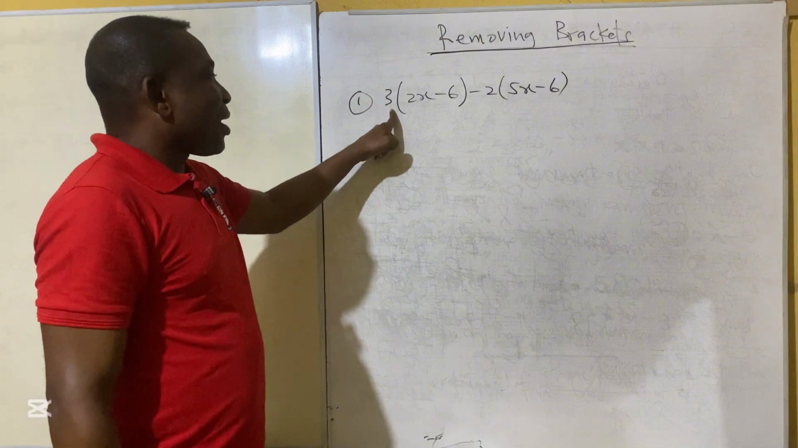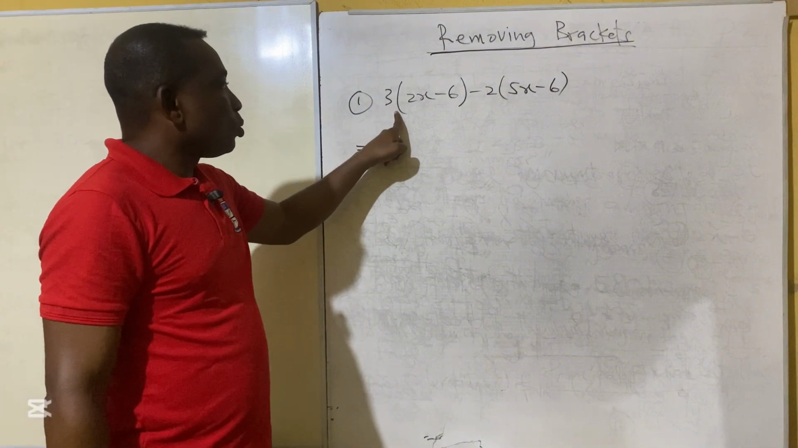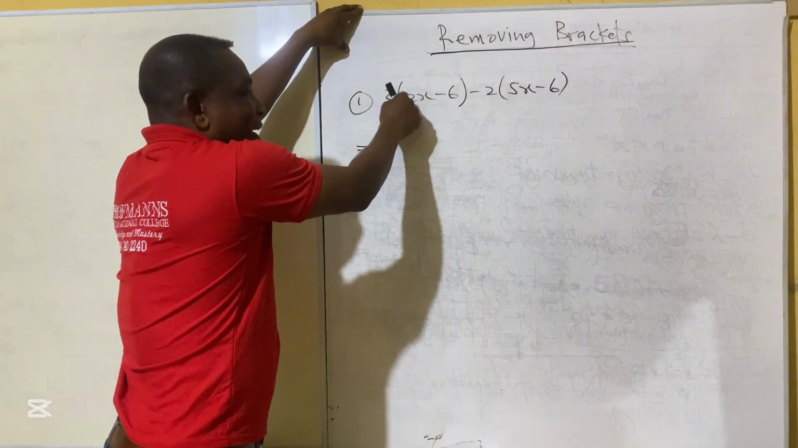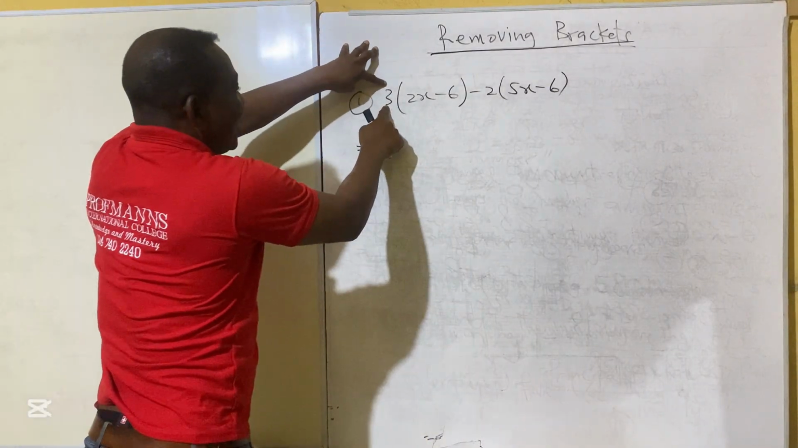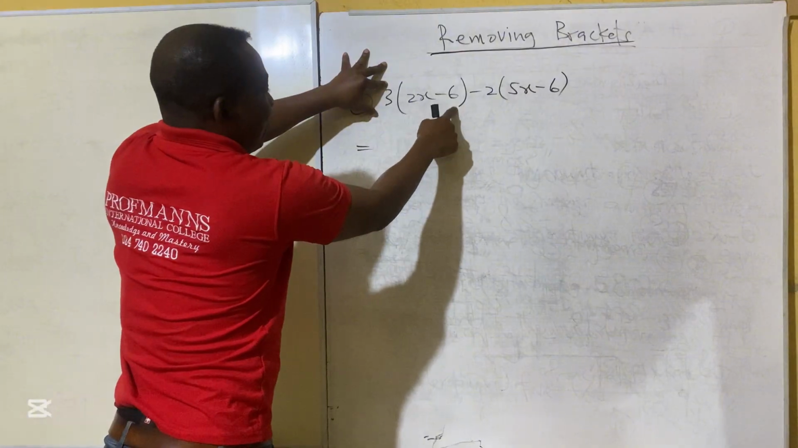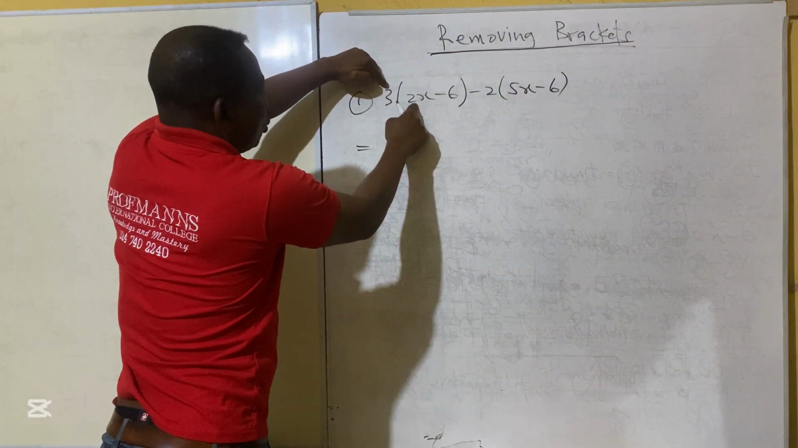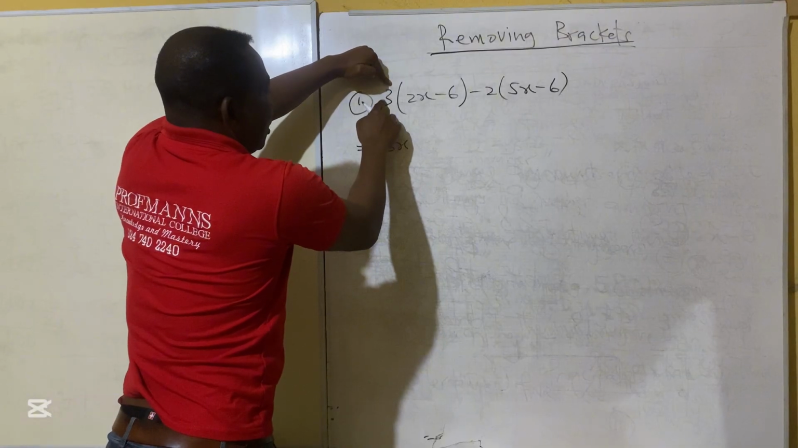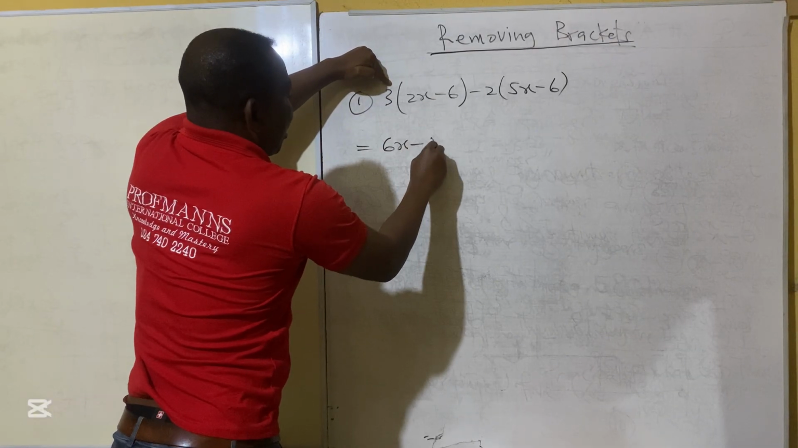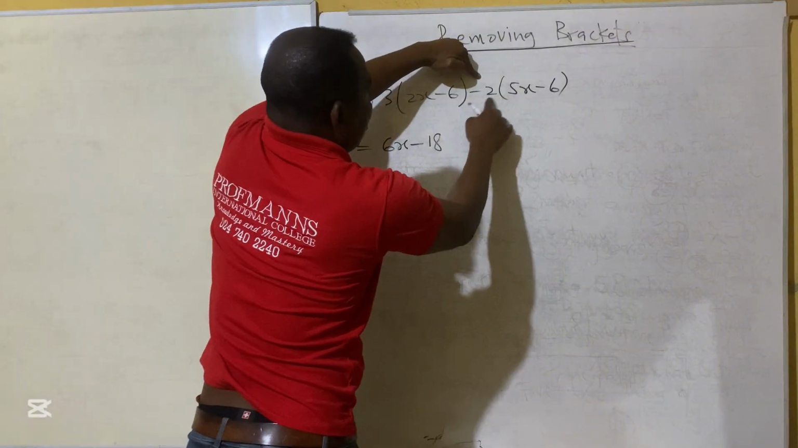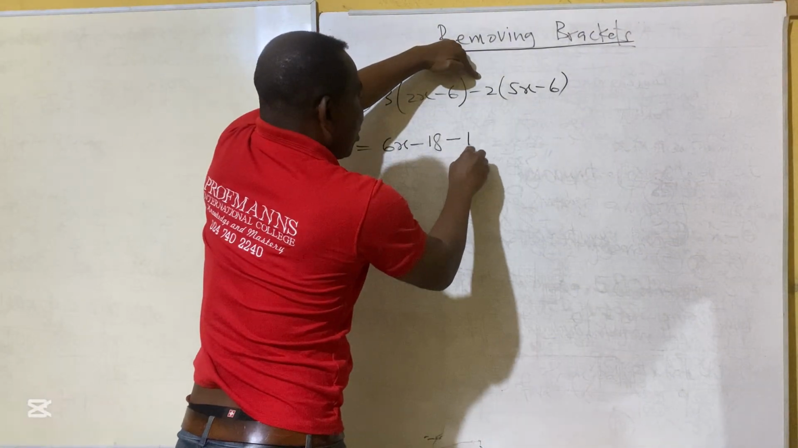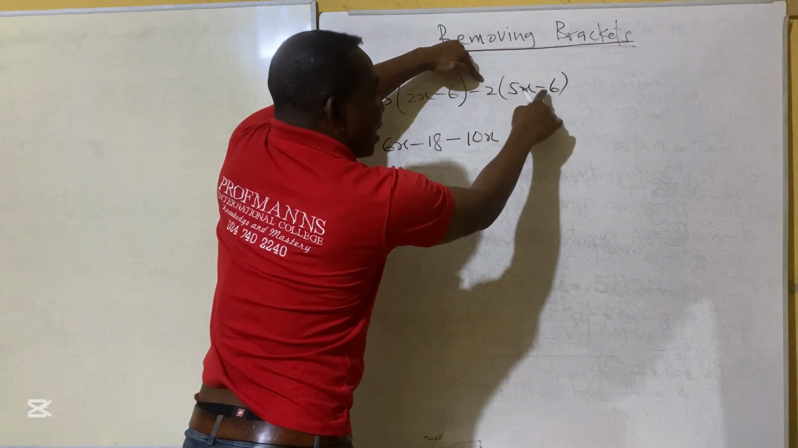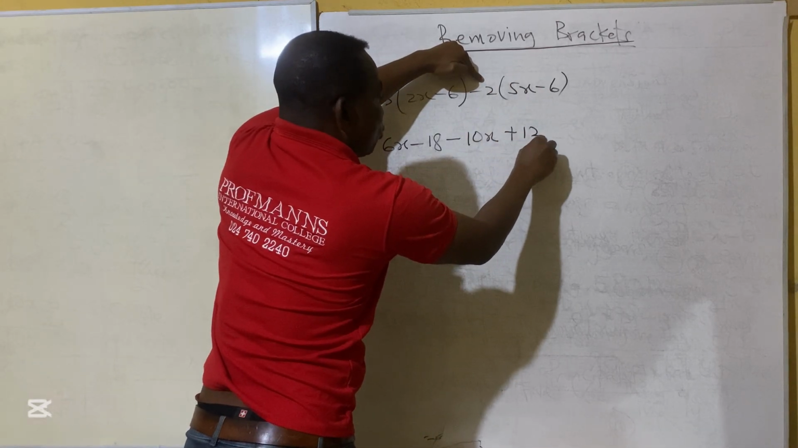The ones outside the bracket, for instance, 3 into 2x minus 6. There is multiplication here, but it is not written. So it's going to be 3 here outside times all the terms in the bracket. So it's going to be 3 times 2, so it gives us 6x. 3 times minus 6 will give us minus 18. Minus 2 times minus 5x will give us minus 10x. Negative 2 times negative 6: negative times negative will give us positive, in this case 12.